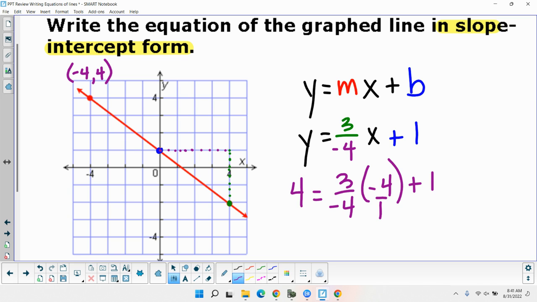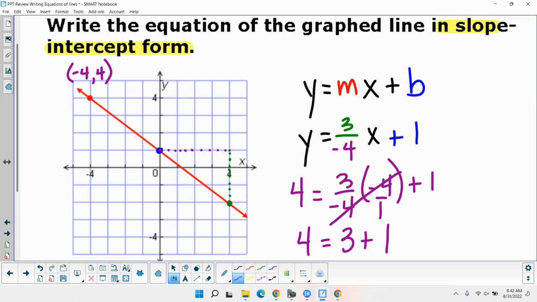What happens with the negative 4s? Yeah, they'll cancel. So what's the answer? Yeah. So does 4 equal 3 plus 1? Doesn't it? So that's what I'm saying about a graph. It's a picture of all the solutions to the equation. So any point I were to pick on this red line, and I substitute in the x and the y value, it'll be a true statement.